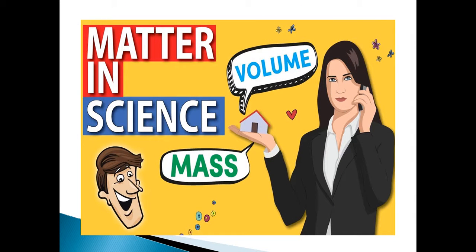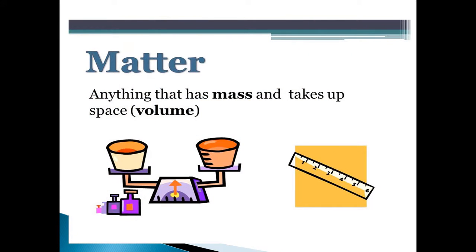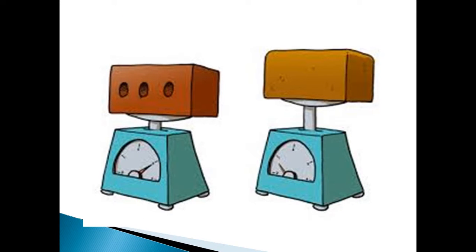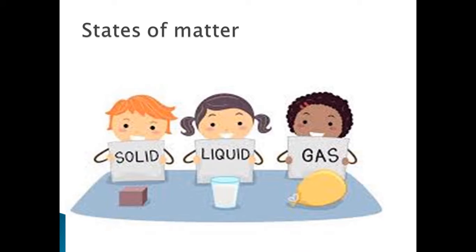Yes, very good. The scientific answer is anything that has mass and volume is matter. Anything that has mass or takes up space is matter. So what does mass mean? Yes, the amount of matter in an object. If you look at this picture, which one of them has the biggest mass? Yes, excellent. This one has the biggest mass because the amount of matter in this object is more than the amount of matter in this object. So, mass is the amount of matter in an object.